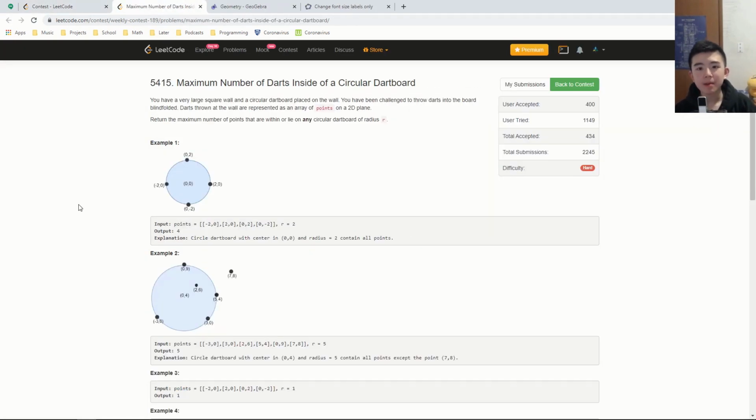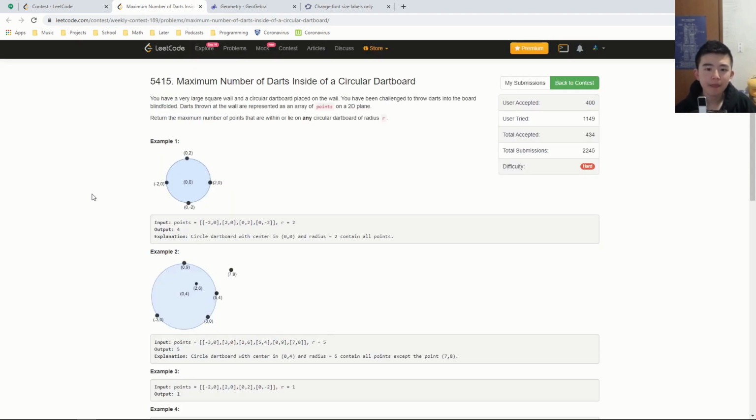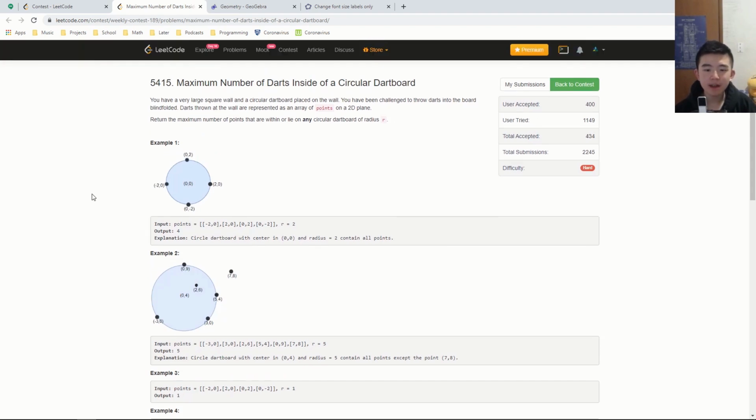Problem 4. Maximum number of darts inside of a circular dartboard. You have a very large square wall and a circular dartboard placed on the wall. You have been challenged to throw darts into the board blindfolded. Darts thrown at the wall are represented as an array of points on a 2D plane. Return the maximum number of points that are within or lie on any circular dartboard of radius r. Yeah, basically just the problem statement.